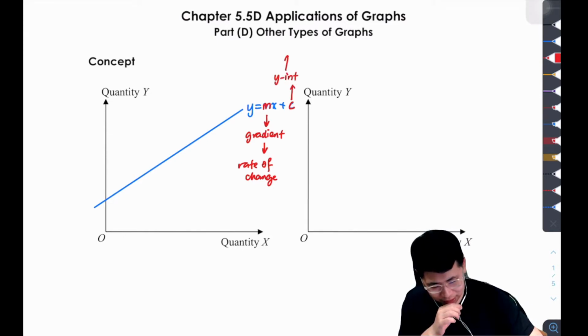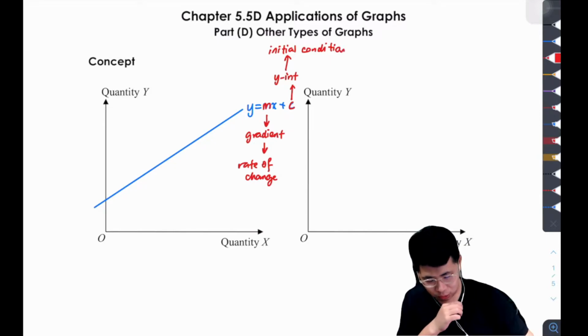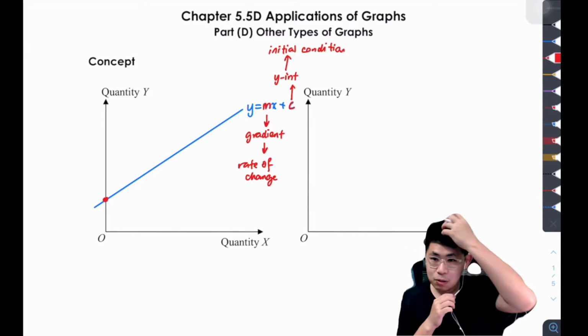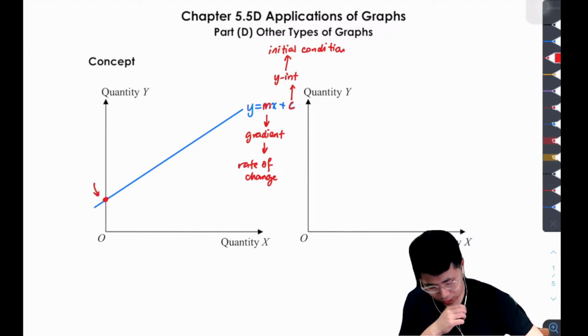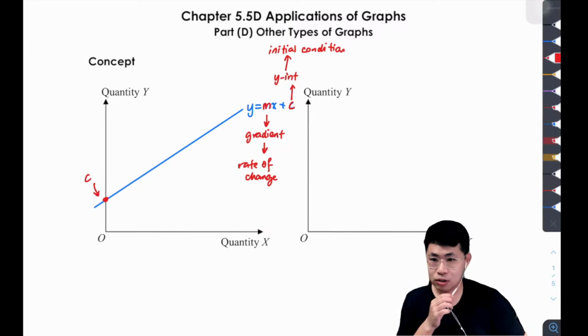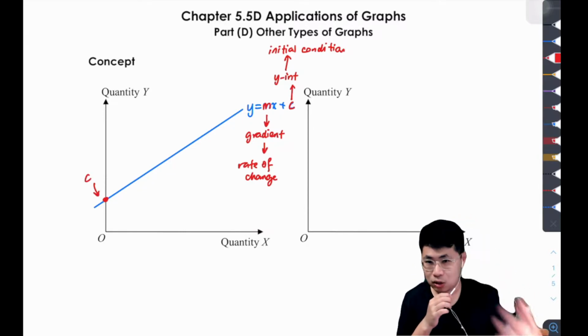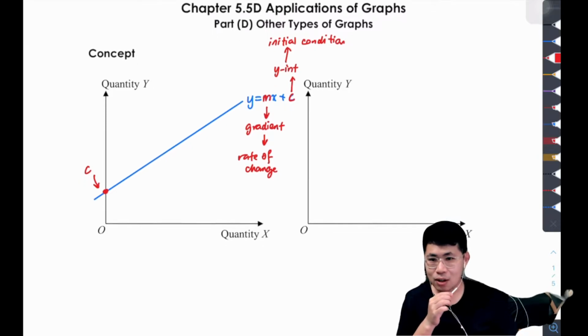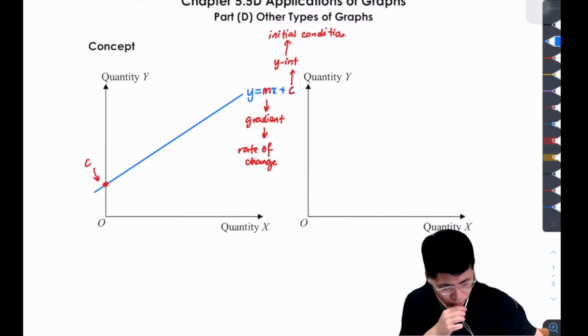And what does the y-intercept tell you? It tells you the initial condition. So what happens at the beginning of the situation, this point over here, will tell you the initial condition of a certain situation. Okay, so with that, let us look at two more graphs over here.